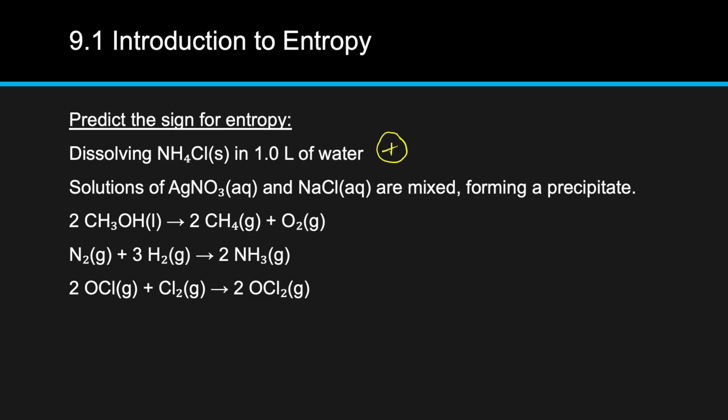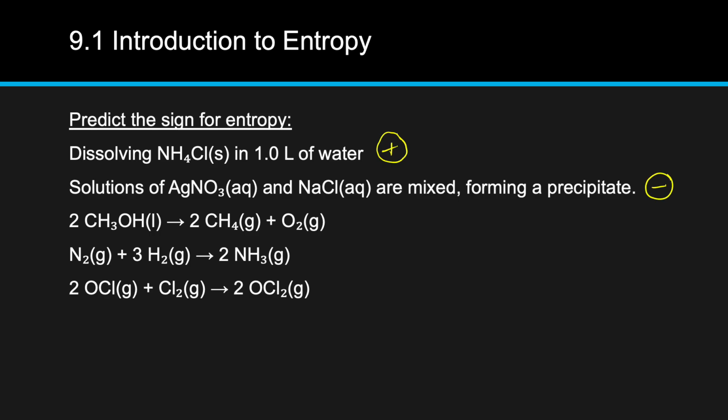For our next one, it says mixing silver nitrate and sodium chloride to form a precipitate. In this case, we are taking two aqueous solutions which have pretty high disorder, and we are forming a solid which has very low disorder or high order. So because we're going to something less chaotic, we're going to be decreasing entropy. So this is going to be having a negative value for entropy.